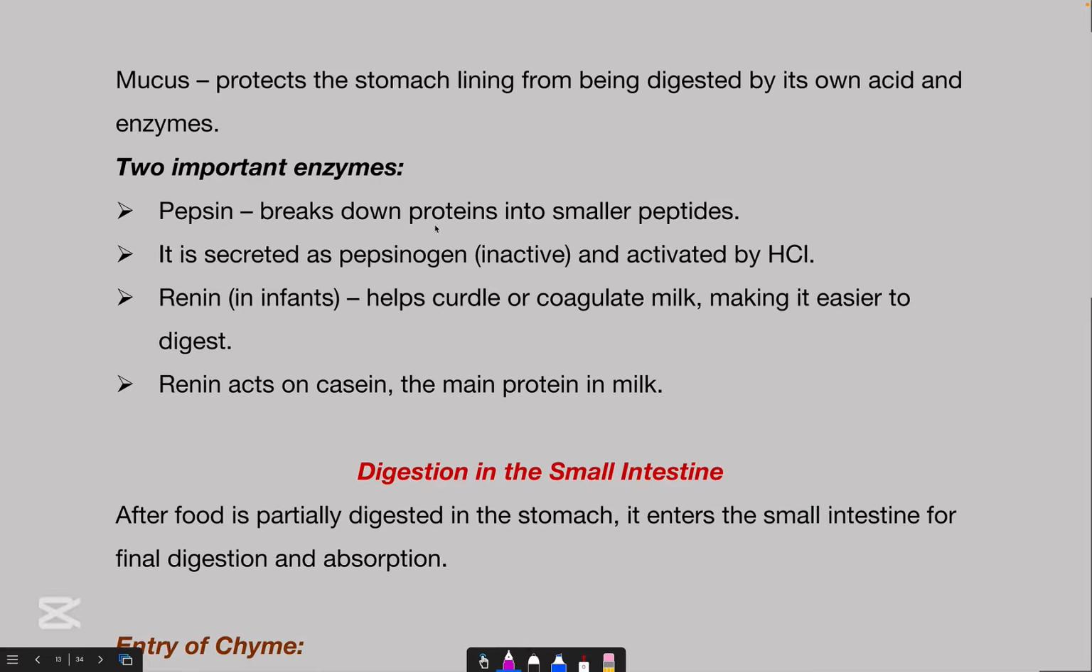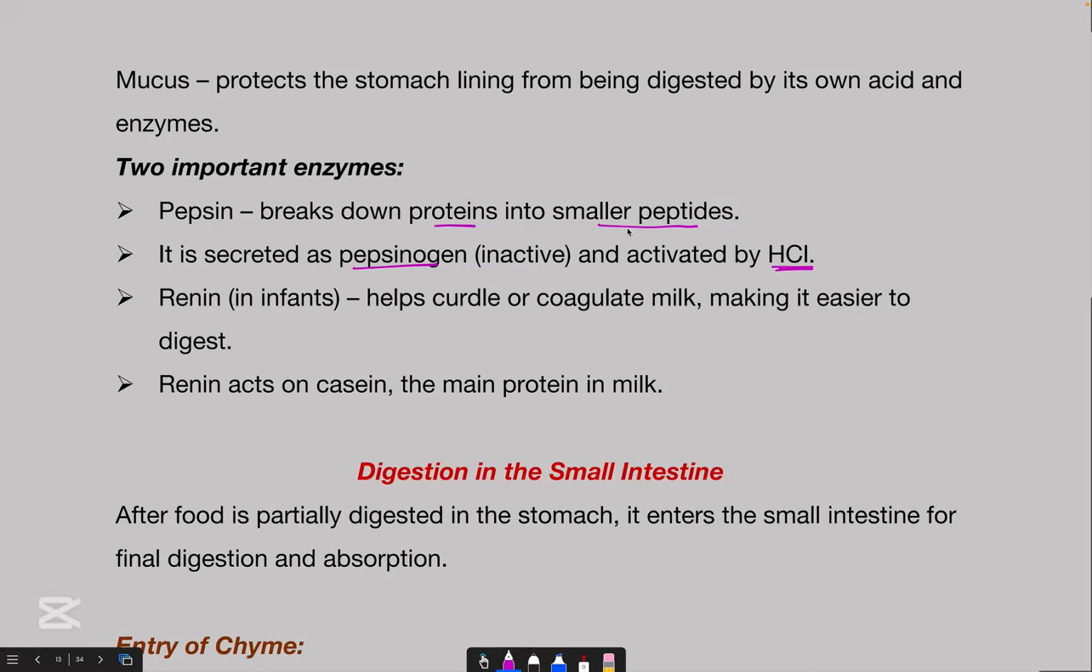Pepsin. Pepsin breaks down protein into smaller peptides. It is first of all secreted as pepsinogen. If you watch the video on enzymes, I said that when you see things like pepsinogen, angiotensinogen, they are inactive and activated by something. Once hydrochloric acid is present, it activates the pepsinogen to pepsin. And this pepsin will now break down protein into smaller peptides.